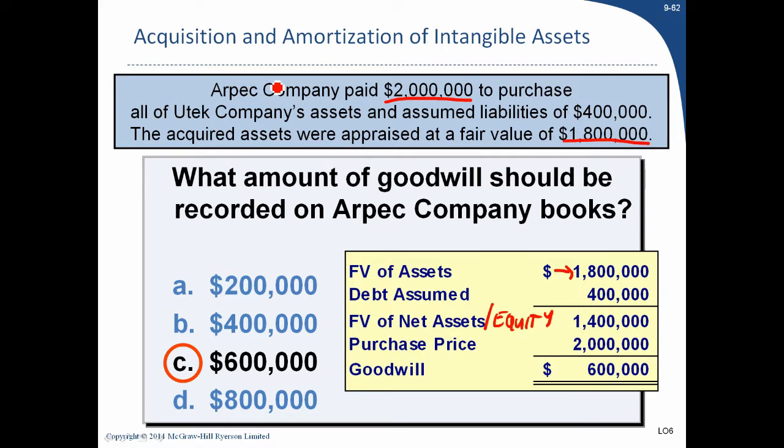It's going to record the fair value of assets on its balance sheet. It's going to debit fair value of assets $1.8 million. It's going to credit the debt that it assumed for $400,000. And it's going to debit goodwill for $600,000, such that the accounting equation balances. It's going to be debit fair value of assets 1.8 plus debit goodwill 600,000, saying the asset side, the left-hand side, this whole business is truly worth 2.4 million.